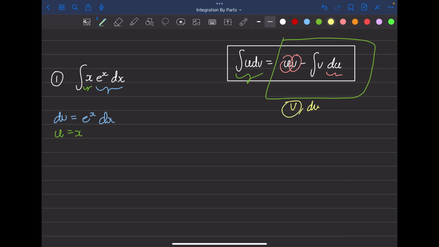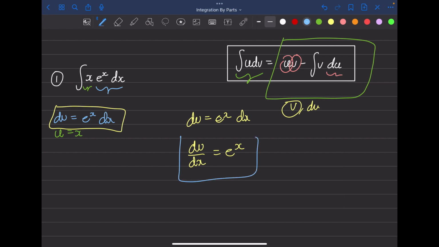To find this, I'm going to rewrite this equation actually, but dv is equal to e^x times dx. Once again, how do you find v? First, you have to bring the dx to the bottom of this equation. So dv over dx is equal to e to the power of x. You probably have already seen this format before, but this would be the format of something after you took the derivative of it. So right now we're trying to go backwards.